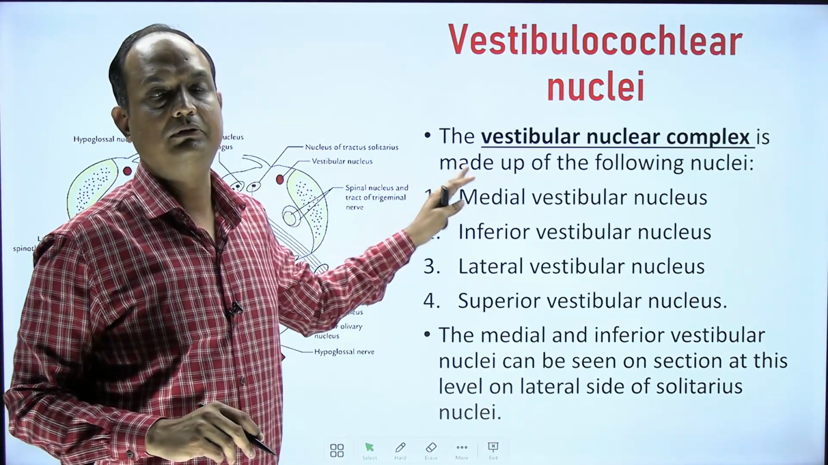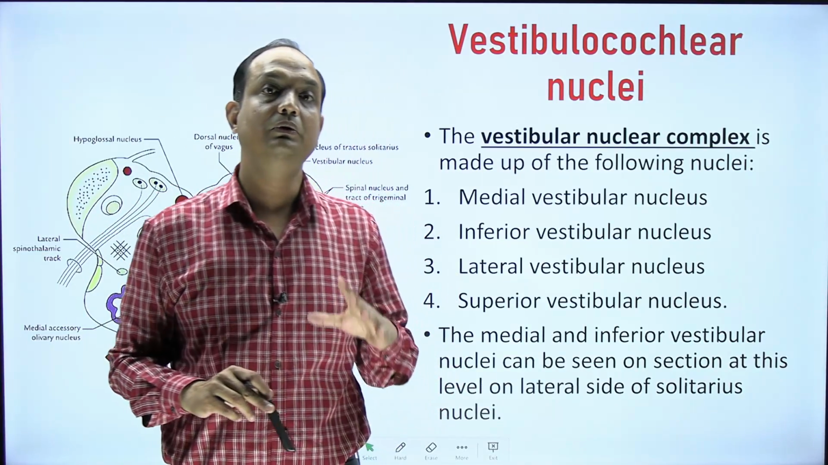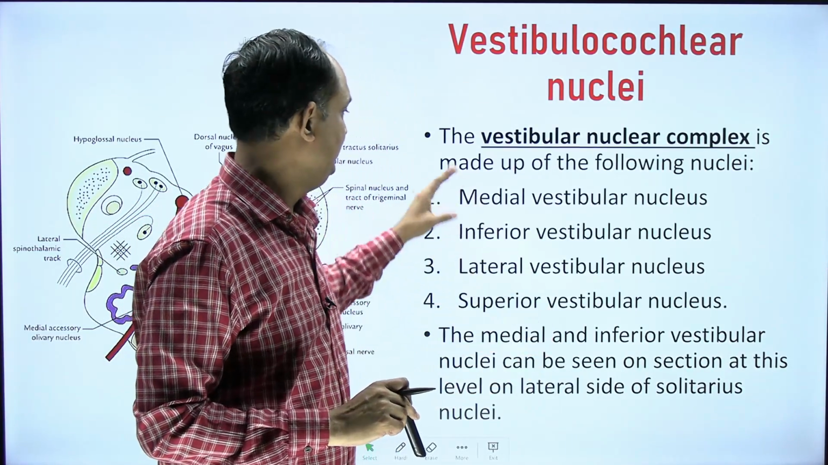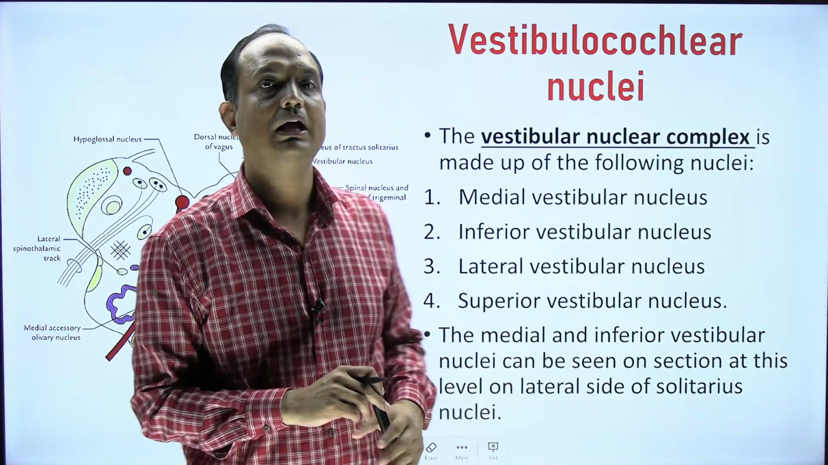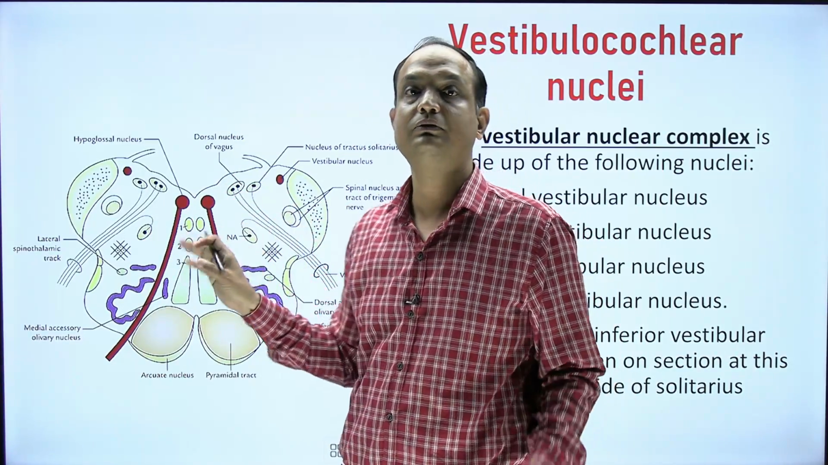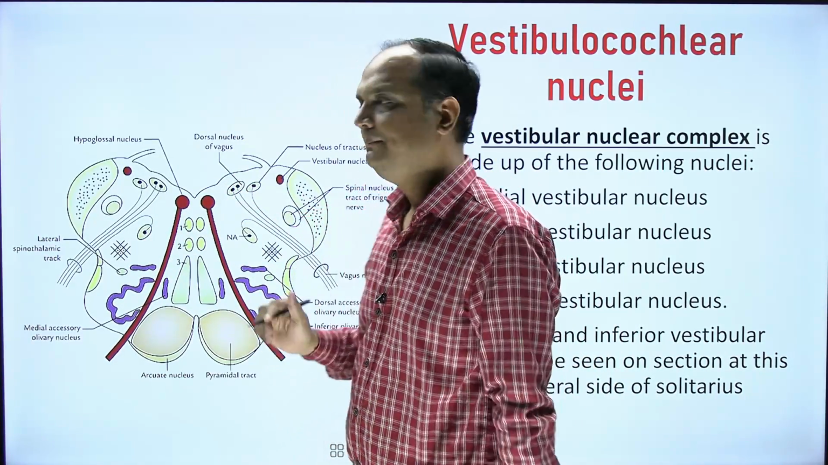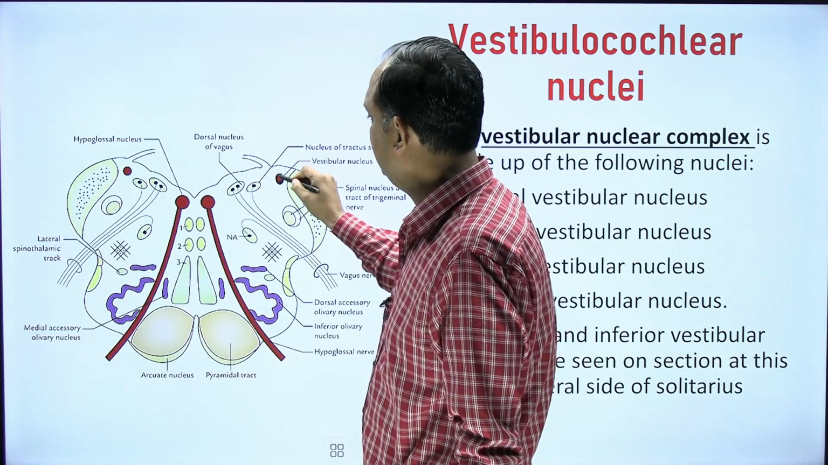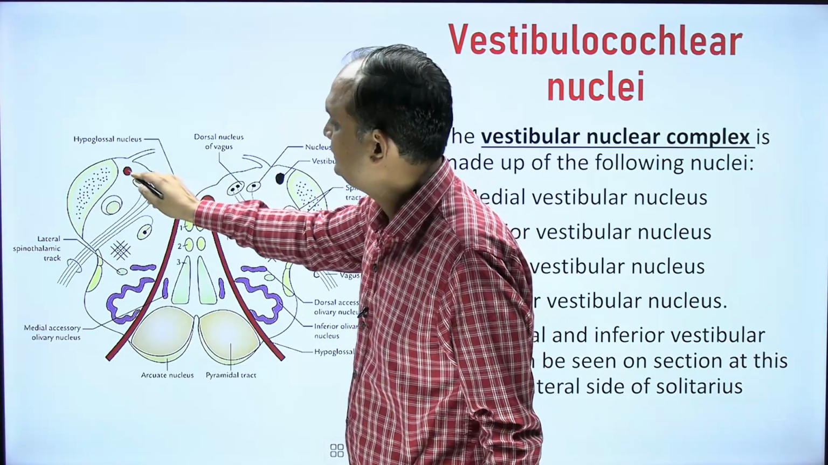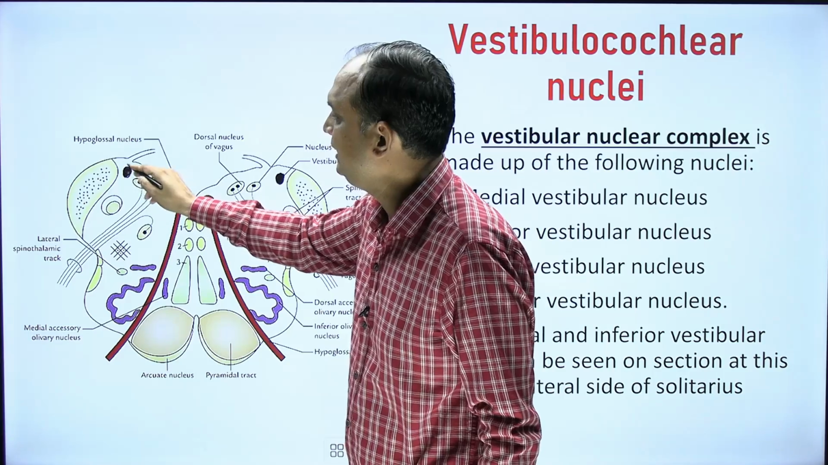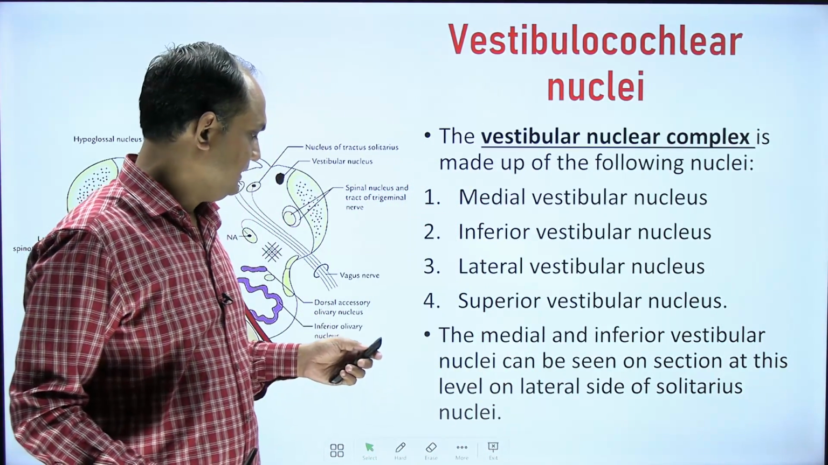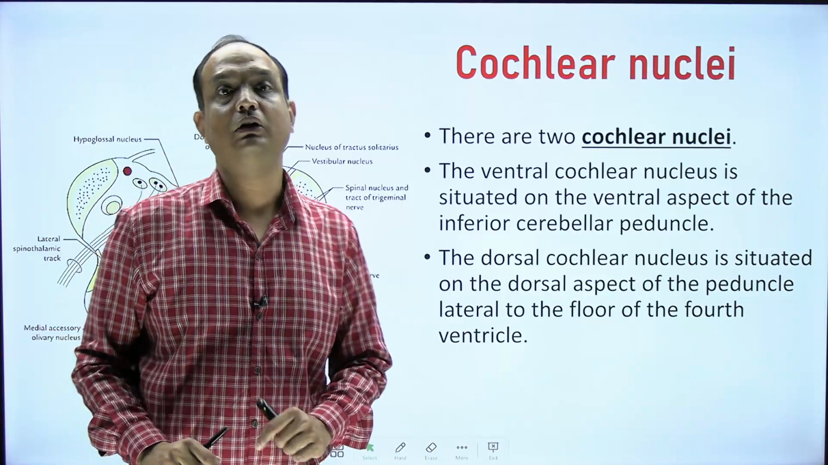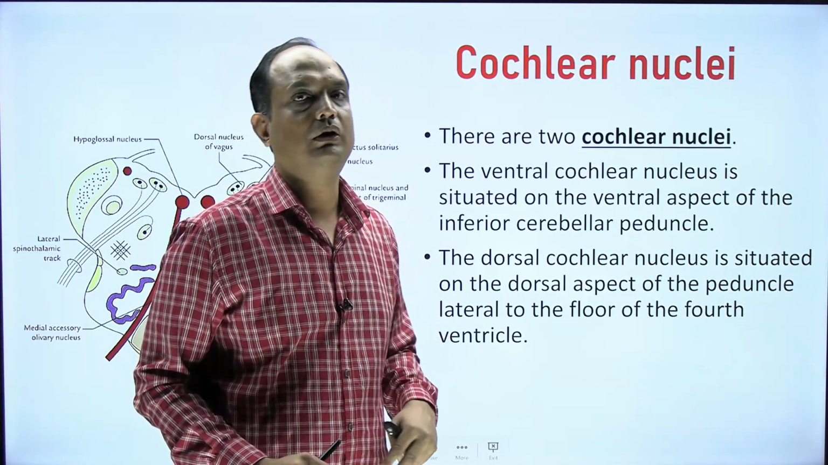Now the second thing is, the vestibular nuclei are again four in number: medial, inferior, lateral and superior. But my dear students, all four nuclei are not visible in the section because they lie very deep in the medulla, but one or two nuclei are visible. This is the vestibular nucleus, which is visible on the most lateral part of the floor of the fourth ventricle. Clear? Then you will have the cochlear nuclei. There are again two cochlear nuclei.